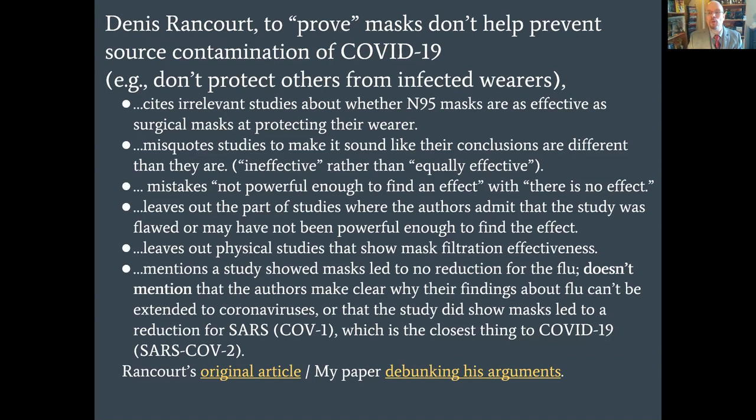Well, he does that. To prove that masks don't help prevent source contamination, he cites irrelevant studies about whether N95 masks are as effective as surgical masks at protecting their wearer. Well, protecting their wearer is not how masks help prevent the spread. They protect others from the wearer. And so those kinds of studies are irrelevant. He cites multiple of those studies and then claims that that proves his hypothesis. No, it doesn't. He'll say he's reinterpreting those studies, but you can't reinterpret a study that way. Studies can only prove what they were designed to prove. Any kind of extrapolation beyond that is pure pseudoscience. He misquotes studies to make it sound like their conclusions are different than they are. He will think that they are saying that something's ineffective when they're only saying that two things are equally effective.